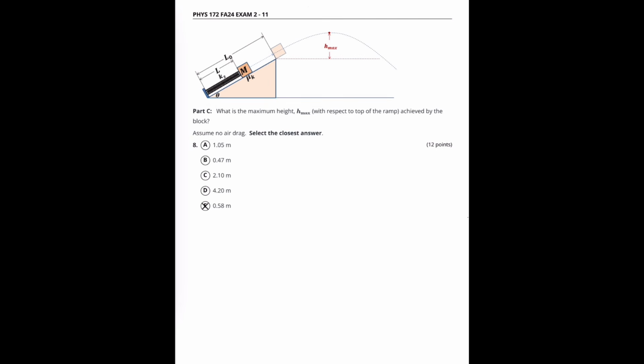Part C states, what is the maximum height, h max, with respect to the top of the ramp achieved by the block? Assume no air drag. Select the closest answer. So now that we're off the ramp, our new system is the block, and our new surroundings is the earth. And from that, we can say the change of energy of the system is equal to the work done by the surroundings. So we have the change in kinetic energy of our block is equal to the work done by gravity.